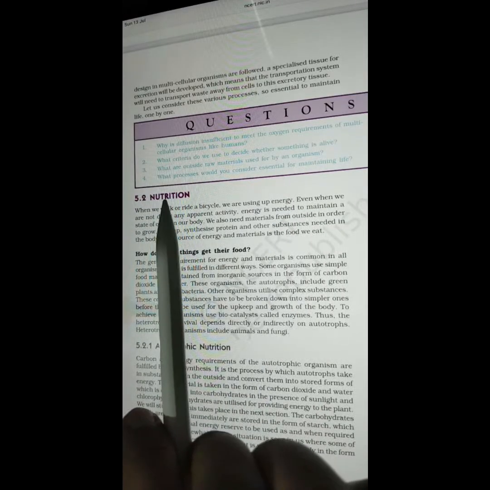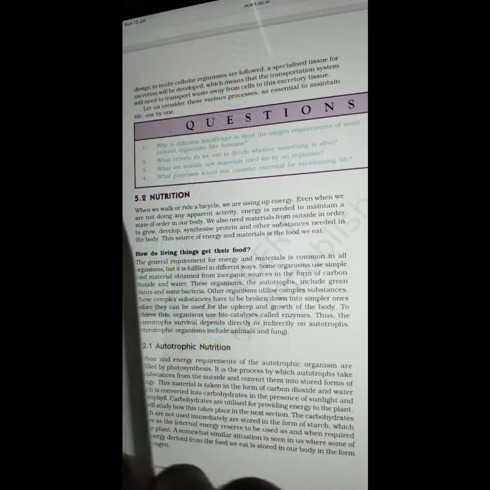In-text questions. 1. Why is diffusion insufficient to meet the oxygen requirements of multicellular organisms like humans? 2. What criteria do we use to decide whether something is alive? 3. What are outside raw materials used for by an organism? 4. What processes would you consider essential for maintaining life?